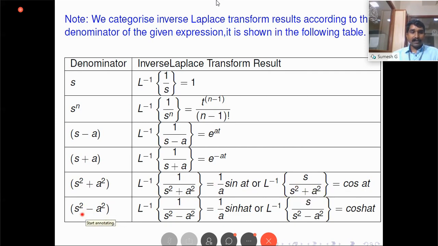And lastly, if the denominator is s square minus a square, in this case also there are two options according to the numerator of the function. If the numerator is 1, we have to use L inverse of 1 by s square minus a square is 1 by a sinh a t. Or we have to use L inverse of s by s square minus a square equal to cosh a t. So students have to note these results carefully, because inverse Laplace transform techniques mainly depend on the denominator of the expression.